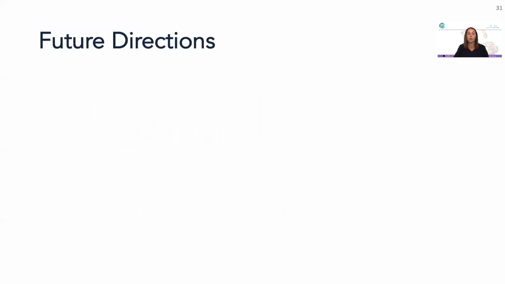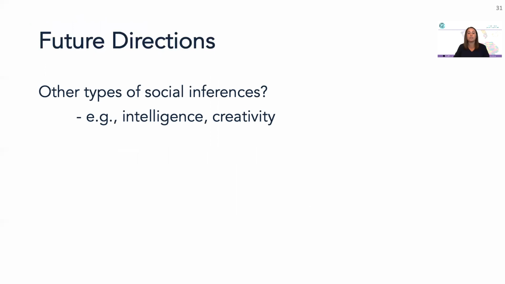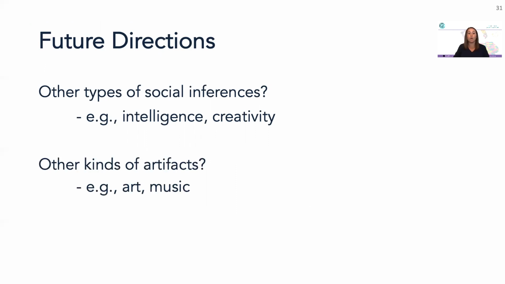So of course, this work just scratches the surface of this broader domain, and there's so much more to learn. In future work, we are exploring whether children use inverse planning to make other types of social inferences from artifacts, like others' intelligence and creativity, and whether these inferences also apply to other types of artifacts like art and music that may be more closely linked to a person's social history or cultural group.